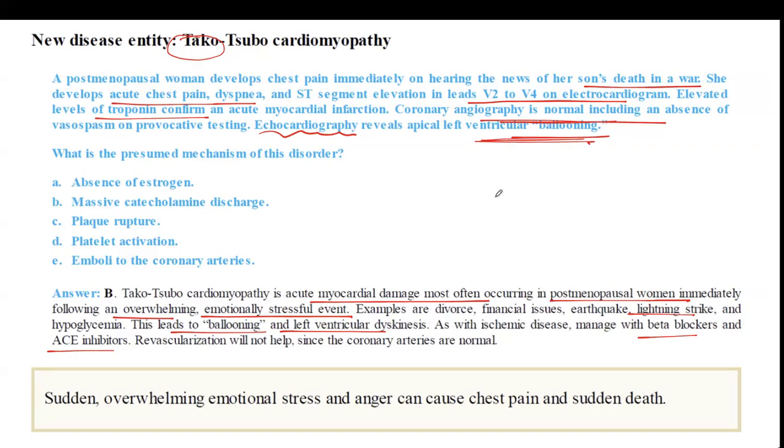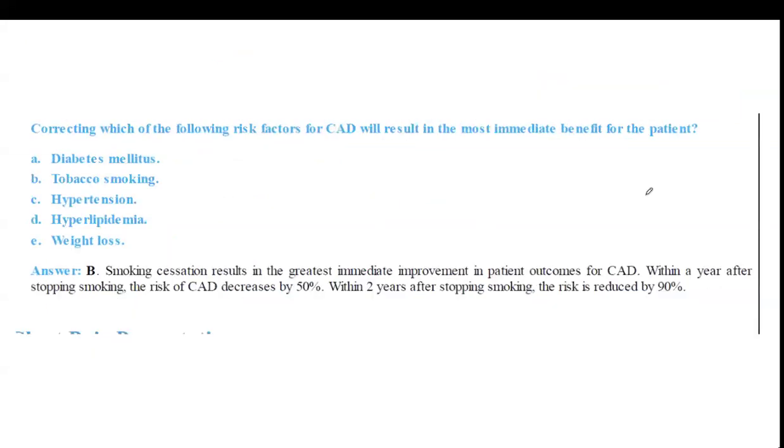Okay? And why does it happen? Because in response to certain overwhelming news or events, they have this massive catecholamine discharge. That means their sympathetic nervous system gets super excited. And because of that, they get vasospasm. That means their coronary artery, if this is the normal coronary artery, their coronary artery becomes like this. Okay? So vasospasm is the main problem. And in response to that, the left ventricle stops moving, it starts to become ballooning. So that causes this tachycardiomyopathy.